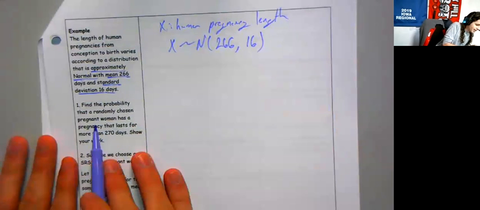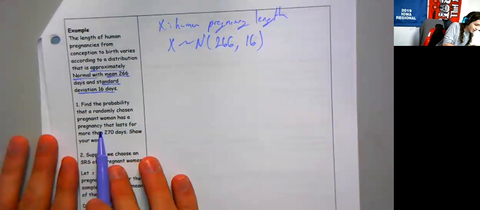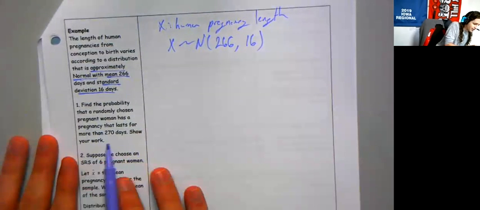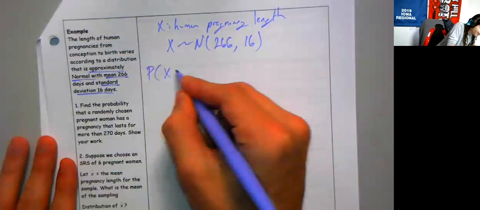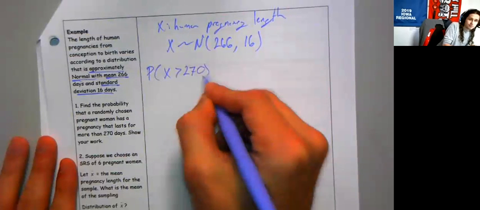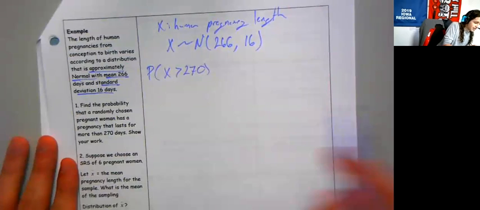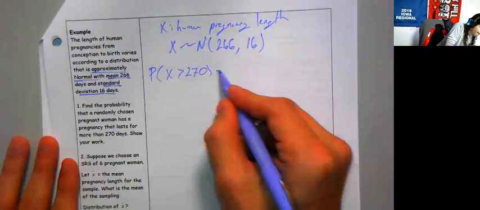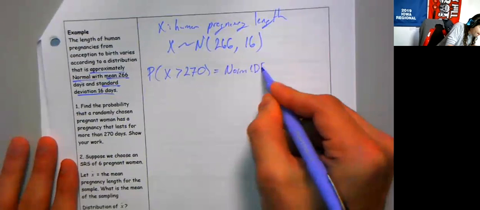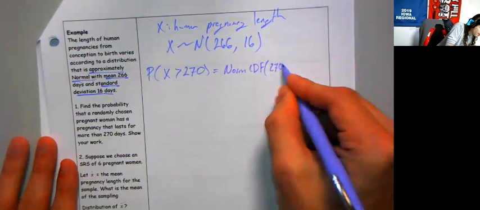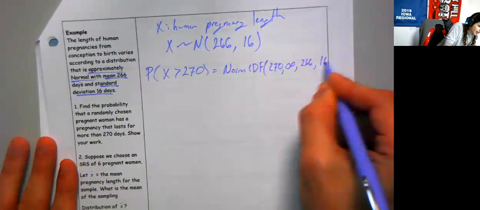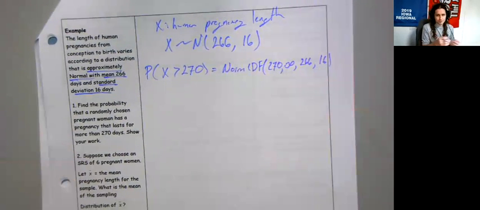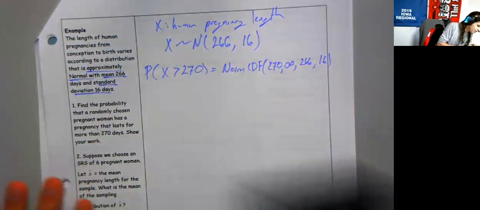Find the probability that a randomly chosen pregnant woman has a pregnancy that lasts more than 270 days. One woman. So what's the probability that X is greater than 270? Well, that one's pretty easy with a norm CDF: lower bound, upper bound, mean, standard deviation. I can see that that's about a quarter of a standard deviation. It's going to be most of them, a large proportion. You do that with your norm CDF function.